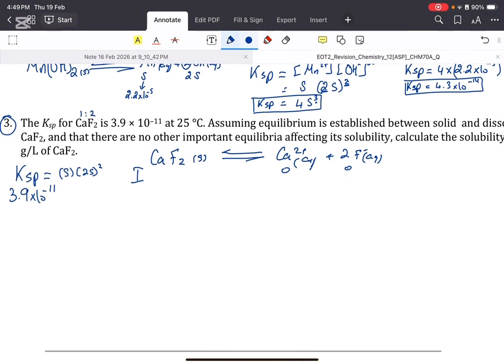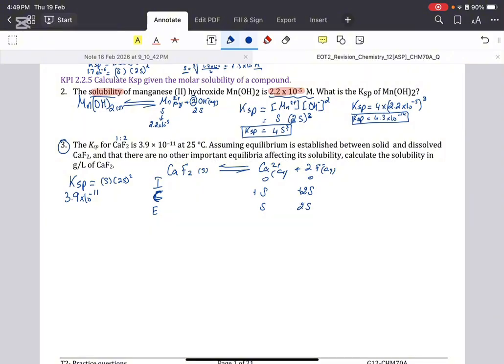Now, after dissolving the change, I'm going to get S, and I'm going to get 2S here. And at equilibrium, it's going to be 0 plus S, so it's S. And here, 0 plus 2S, so again, it is 2S. So what do they want in this question? Assuming equilibrium is established between solid and dissolved CaF2, and that there are no other important equilibria affecting its solubility, calculate the solubility. But this time they want it in gram per liter.